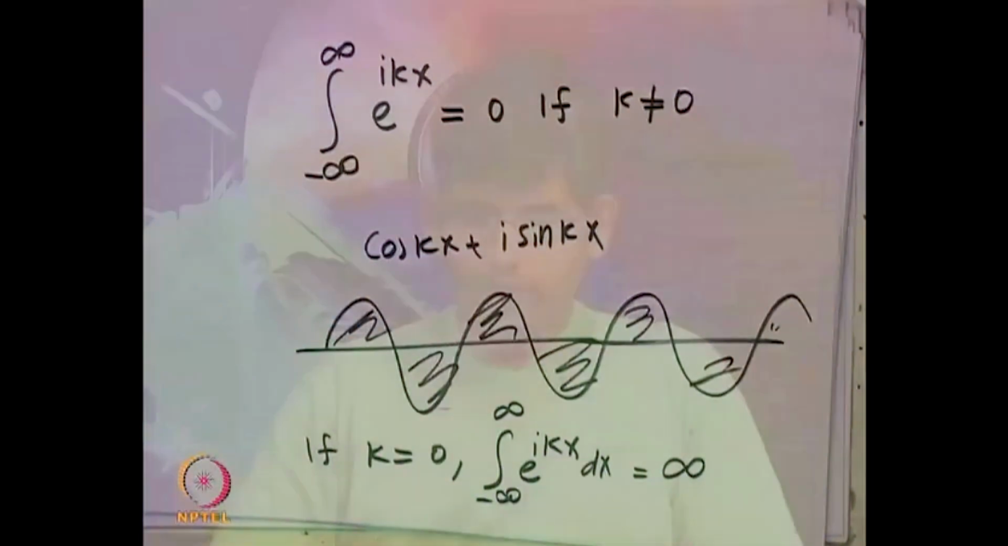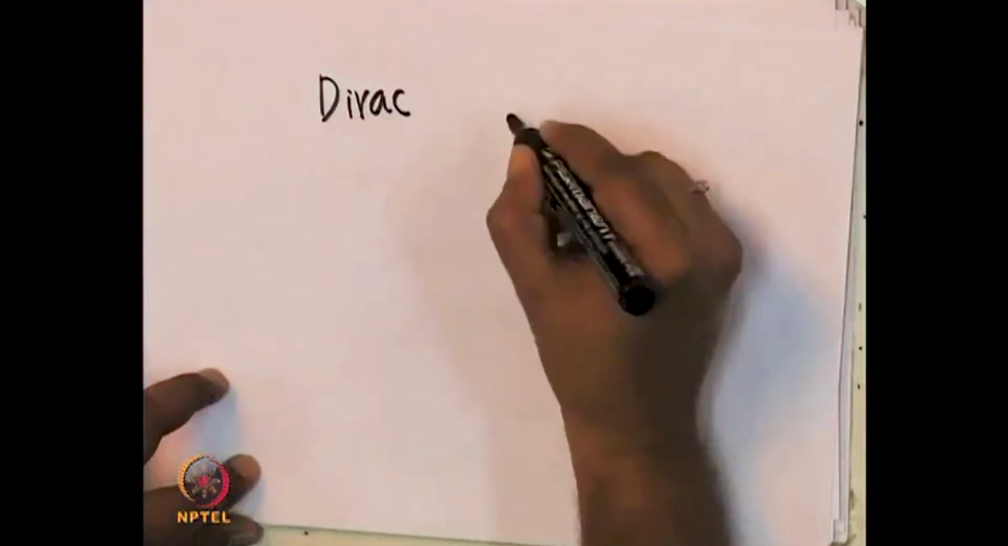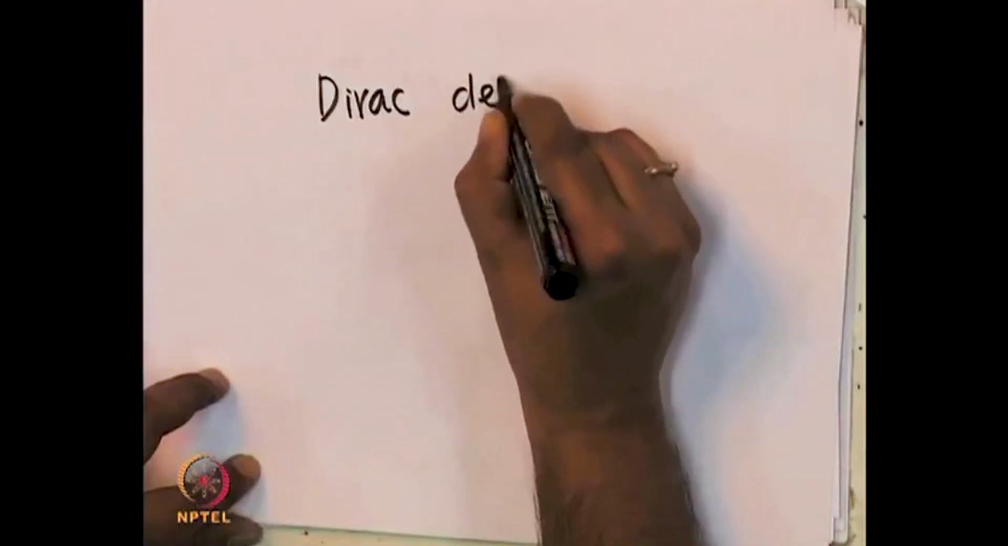So, such a property, such a function, can be written as something called the Dirac delta function.